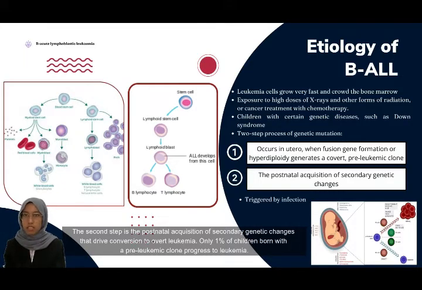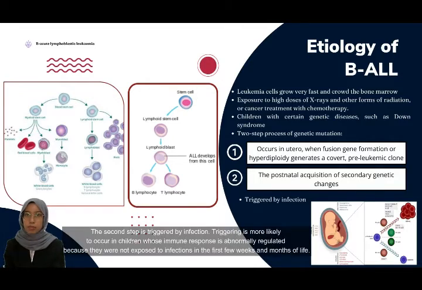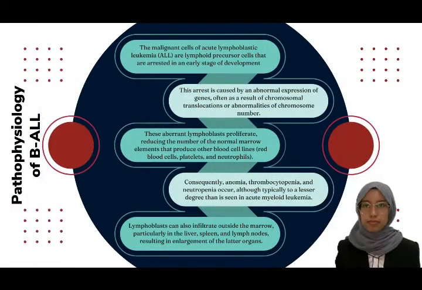Only 1% of children born with a pre-leukemic clone progress to leukemia. The second step is triggered by infection. The triggering is more likely to occur in children whose immune response is abnormally regulated because they were not exposed to infection in the first weeks and months of life. Lack of exposure to these early infections, which prime the immune system, is more likely to occur in societies that are zealous about hygiene, and this would help explain why at present pediatric ALL is seen primarily in industrialized societies.